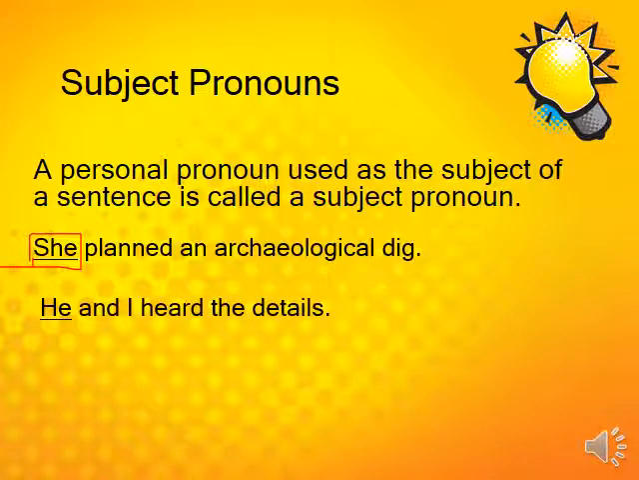Another example, he and I heard the details. Okay, so he is in the place of the subject, but what about I? I is also in the place of the subject, so here we have a compound subject. He and I are subject pronouns.